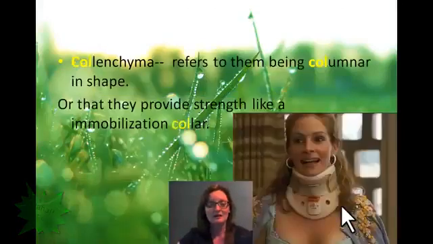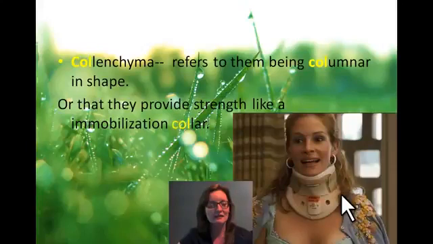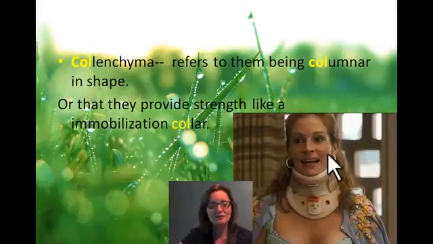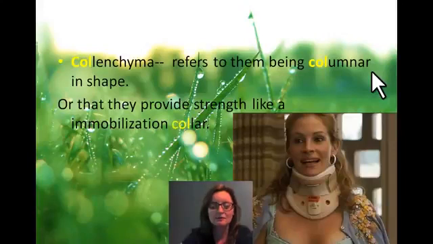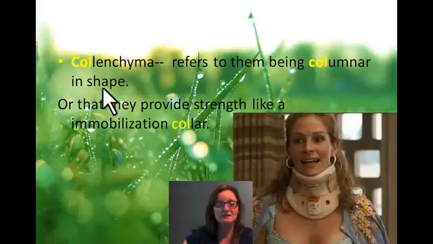This little guy here is not too thrilled to eat his Parenchyma, even though it is good for him and full of vitamins. Alright, the next one we have is Collenchyma, and remember that refers to them being columnar in shape, are made of columns, and that they provide strength. And here we have an immobilization collar that Miss Julia Roberts is wearing in Erin Brockovich. Great movie if you haven't seen it. And this is providing strength to her neck where she needs it after an injury. Okay? So that reminds me of the Collenchyma.